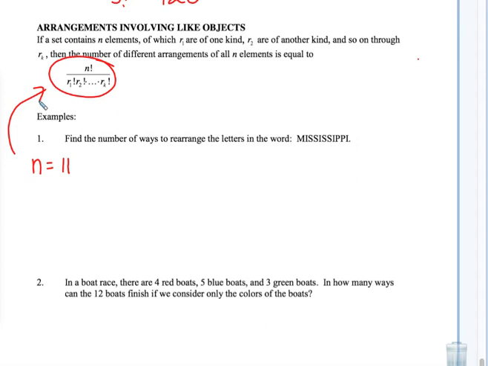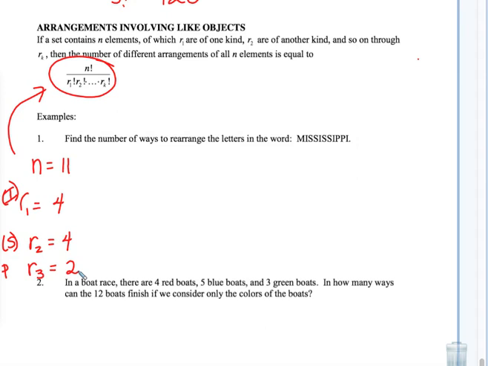And so I can call that my r1. My r1 stands for my I's, and there are 4 of those. I'm just going to make myself a note that these stand for my 4 I's. The next thing that repeats are the S's. So that's going to be my r2, and there's 4 of those as well. And then my P's, there's more than one of those. That can be my r3, and there are 2 of these.